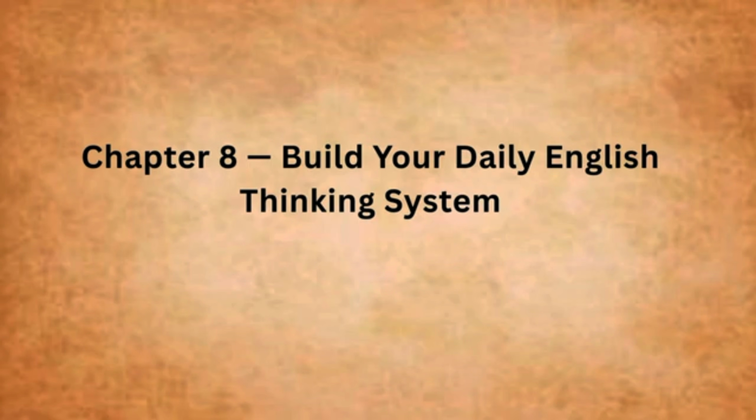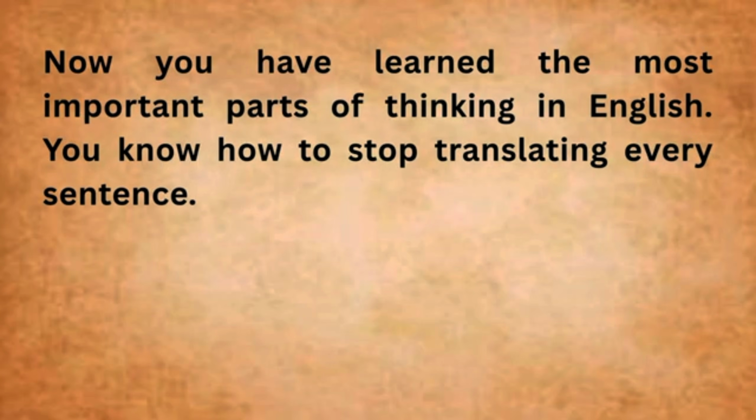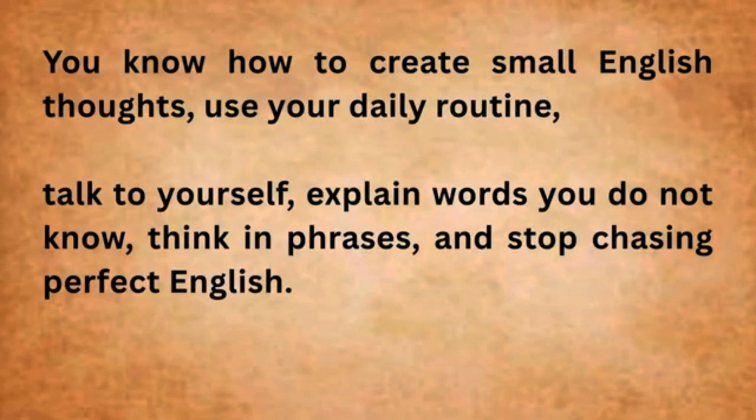Chapter 8. Build your daily English thinking system. Now you have learned the most important parts of thinking in English. You know how to stop translating every sentence. You know how to create small English thoughts. Use your daily routine. Talk to yourself. Explain words you do not know. Think in phrases. And stop chasing perfect English.